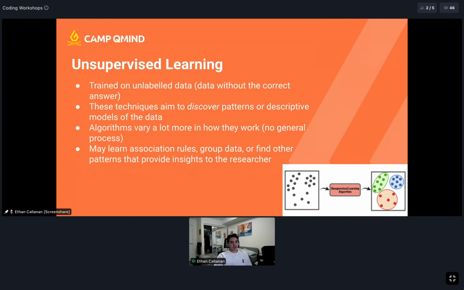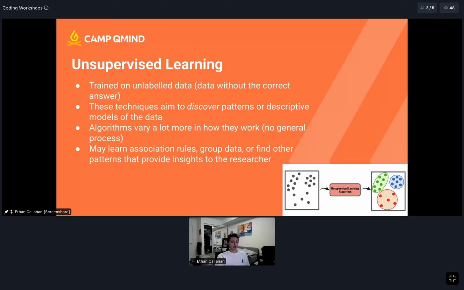Unsupervised learning, as I said, is trained on completely unlabeled data. So the same kind of data you might give for the testing of your supervised learning algorithm, you don't have the correct answer. These techniques aim to discover the patterns in your data or to find descriptive models of the data. These algorithms vary a lot more in how they work. There's no general process for how an unsupervised learning algorithm might work.